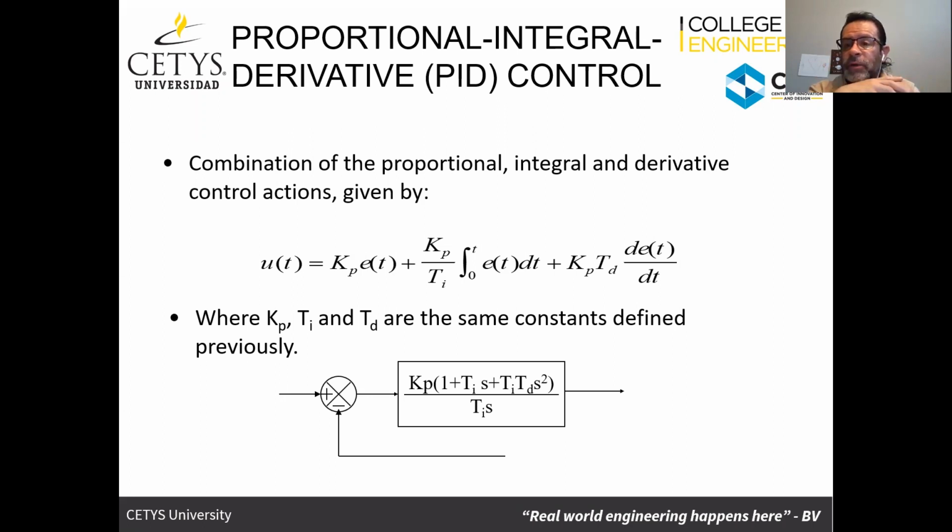And so how is that going to help? Well, if the error is increasing, the derivative action is going to act. And so it's going to help us with regards to the transient. What parts of the transient are we looking at? We're looking at the overshoot. We're also looking at the settling time. So that's the proportional derivative action. The proportional derivative action is said to be trying to see the future because it's looking at the rate of change.